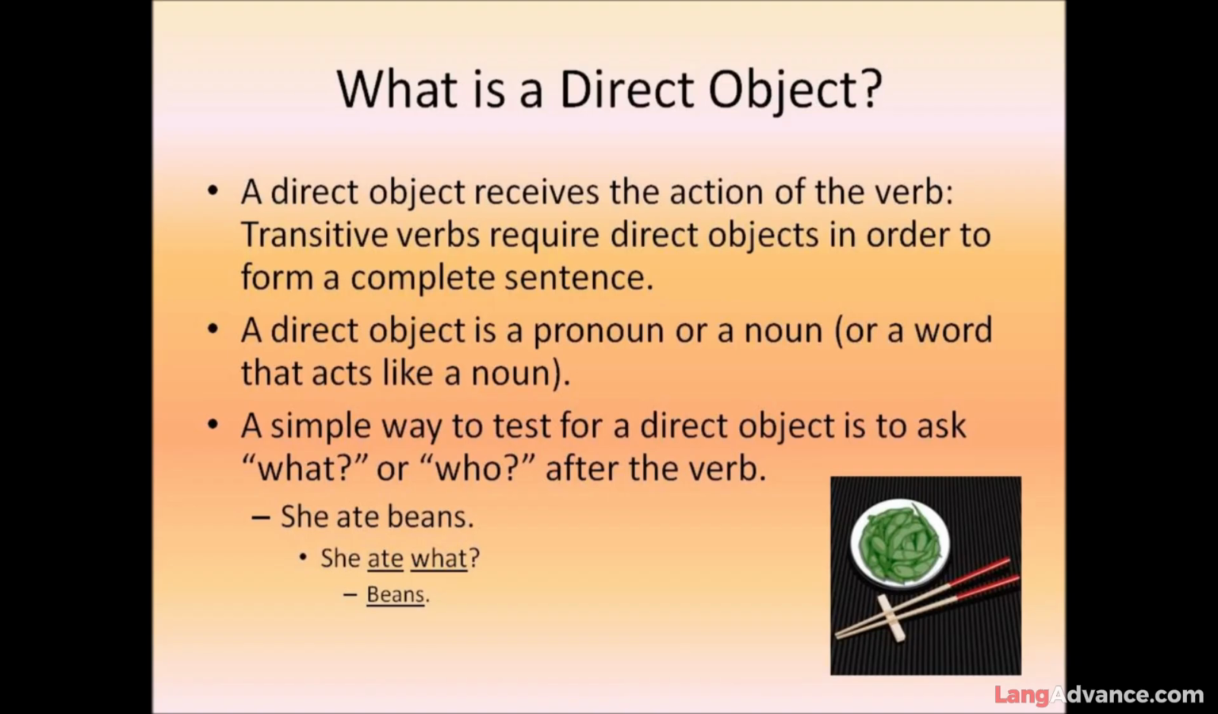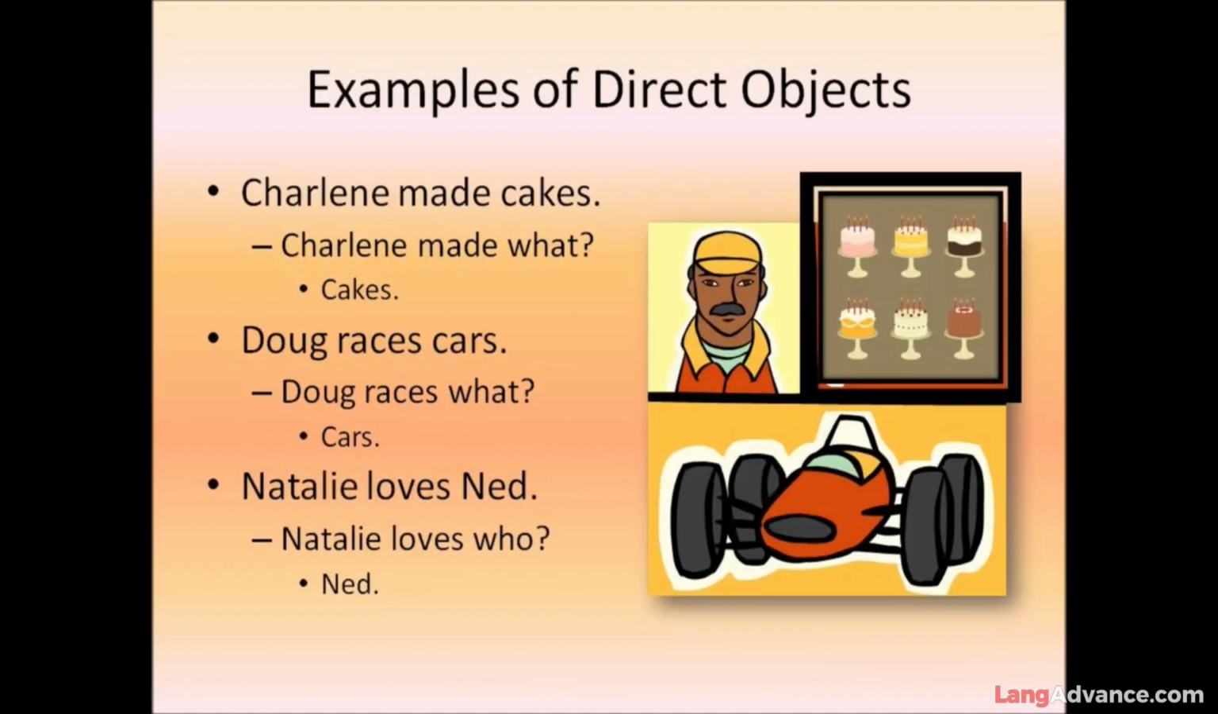Now that is the dictionary definition of what a direct object is. It really is a pronoun or a noun or a word that acts like a noun, and it answers what or who after the verb. So in the example sentence, she ate beans, we would say she ate being the verb, and then we could ask what, she ate what, and the answer is beans. It's what she ate. That's the direct object. So for more examples, Charlene made cakes. What did she make? She made cakes. Doug races cars. What does he race? Cars. Natalie loves Ned. Who does she love? She loves Ned.